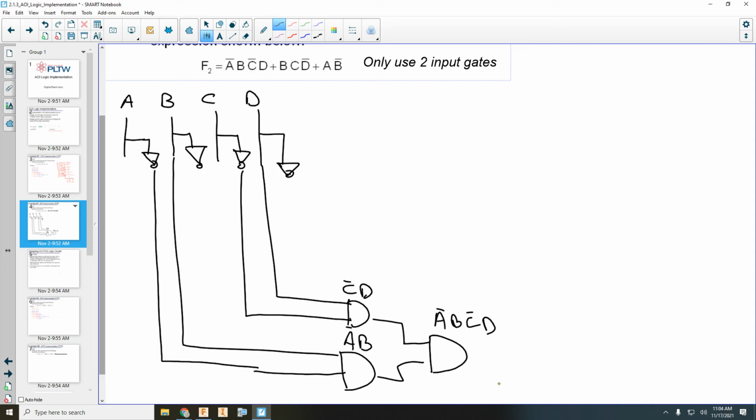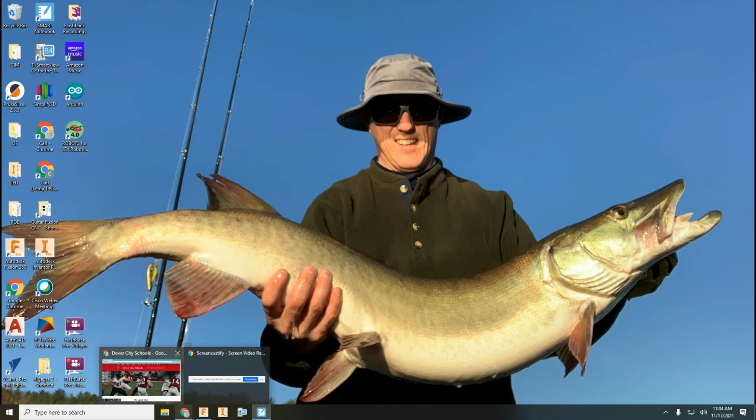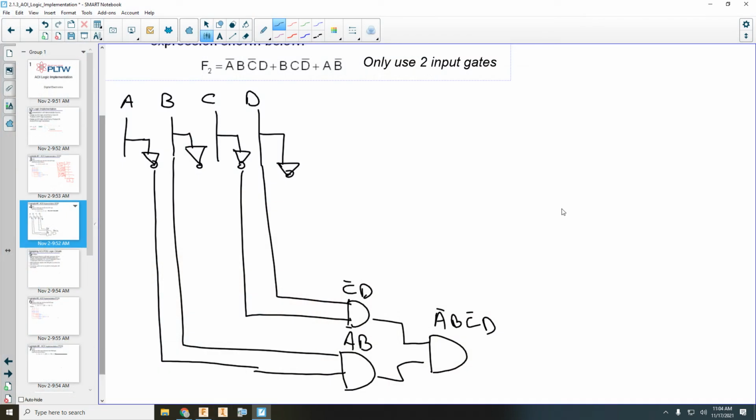And then what other terms do I need here? I also need B, C, D naught. And we lost our circuit because I tripped the sensor. Come on back. I'm going to have to go back to the back. Isn't this fun? All I got to do is touch the mouse and it comes back.